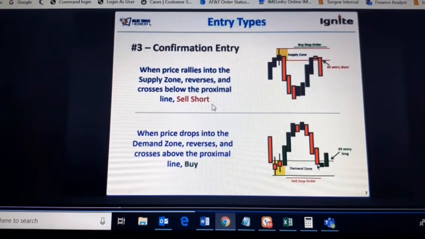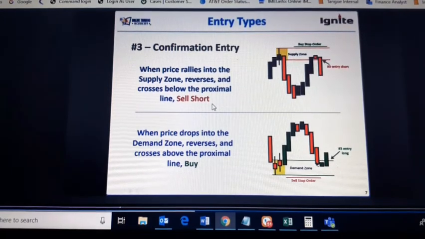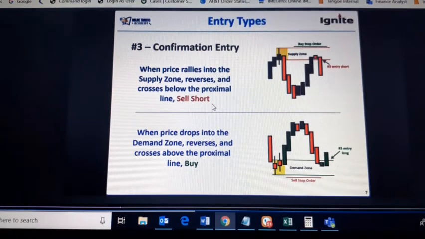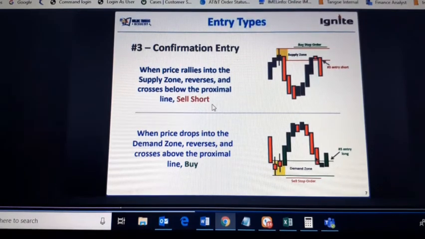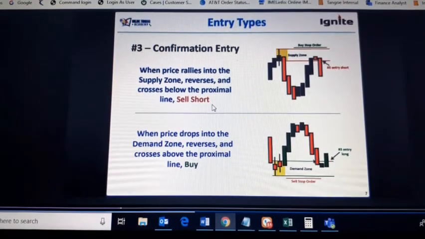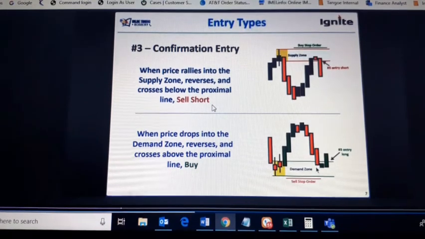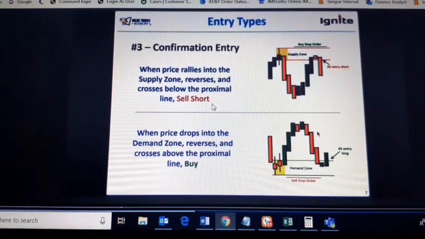Closing inside the zone. Closing and wick are something different. The wick will show you the low. If the wick is inside the zone, but the closing is outside the zone, that is not called a closing. Somebody asked that the price might just come here, dip into this zone, and then come out. Then that entry type 3 is not triggered.